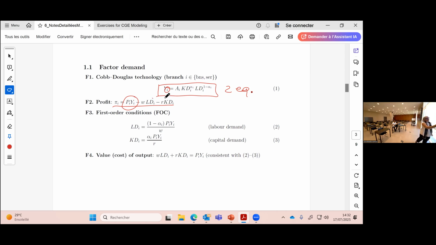You have the cost function here. Then W times the demand of labor, minus the return on capital R multiplied by the demand of capital in each sector. Again, you have the index here that is important. We don't have an index on W and R because we make the assumption that capital and labor are perfectly mobile. Then there is no difference in the price of capital and labor in this economy.